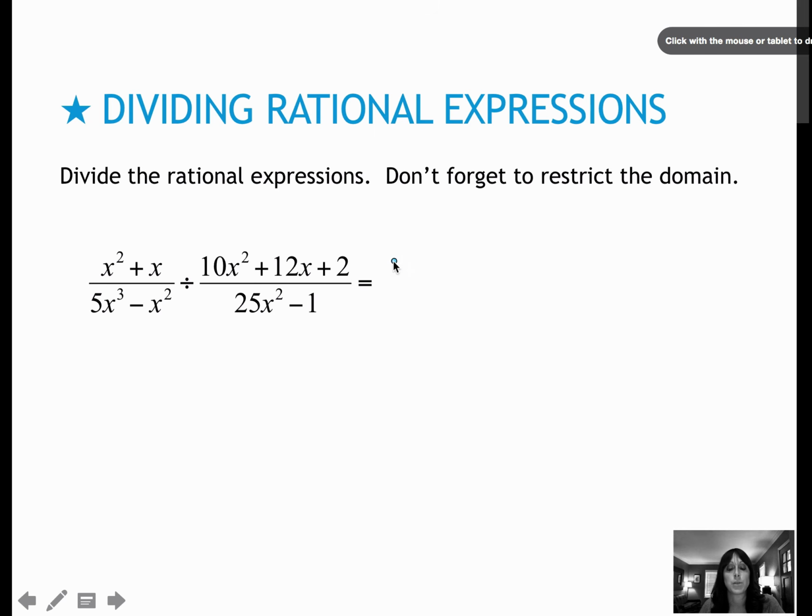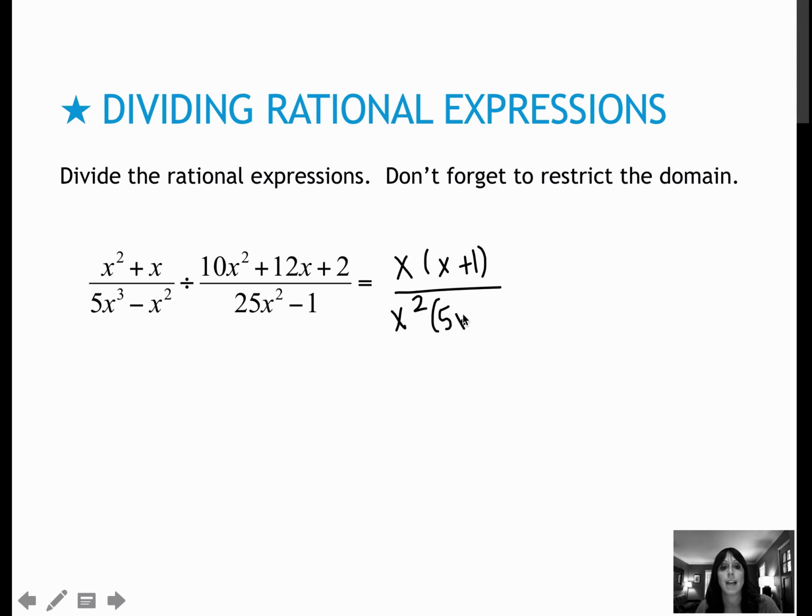For the first, I'm going to rewrite that as x times the quantity of x plus 1. I factored out a common factor of x. For my second, I would take an x squared out, which would leave me with 5x minus 1. This is division, so I'm going to change it to multiplication. I'm going to factor this one, which is a difference of squares pattern, which is 5x plus 1, 5x minus 1. And again, notice I've written that as the numerator because I have flipped it.